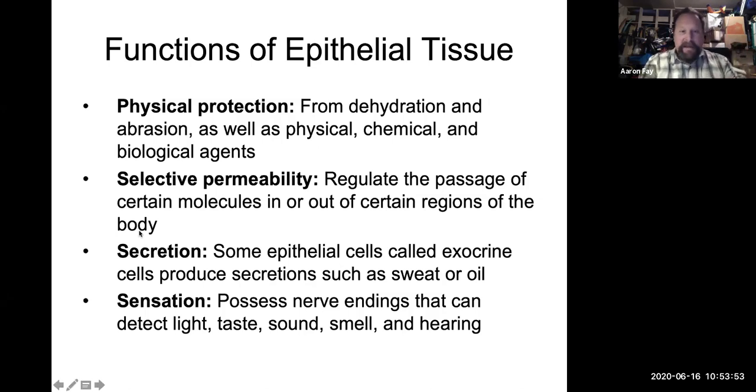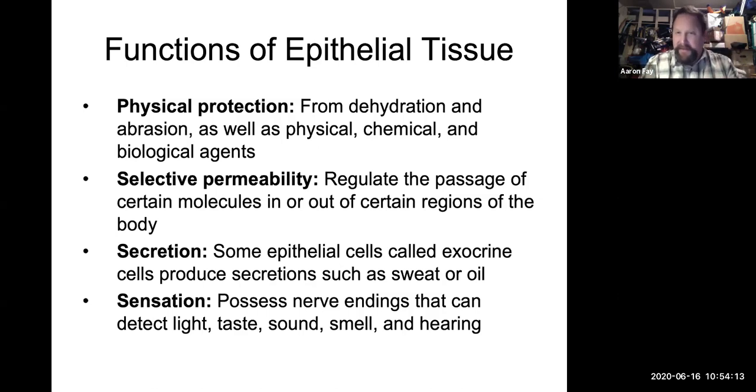Okay, secretion. Many epithelial cells are part of glands. Exocrine is a particular type of gland. Examples would be sweat, oil, saliva. These are all made of cells in epithelial tissue.